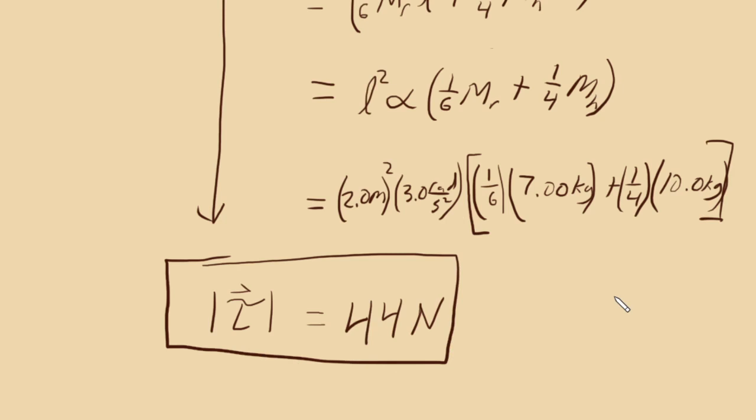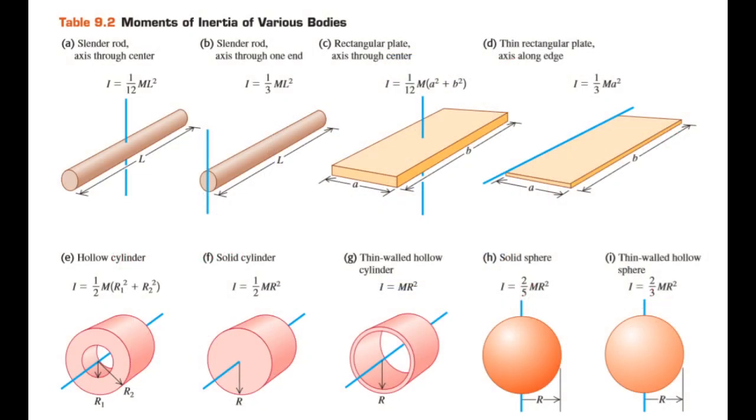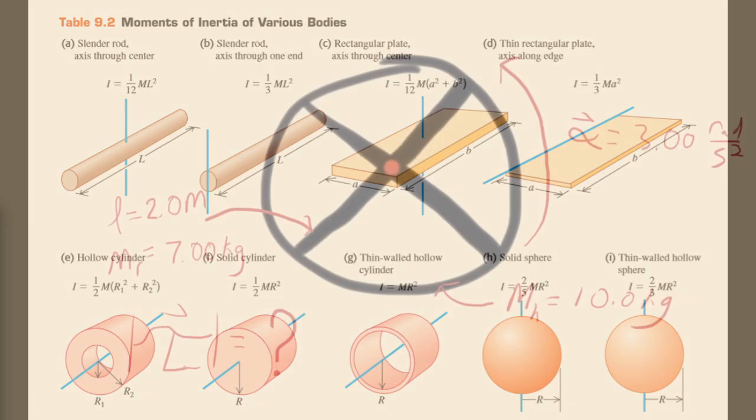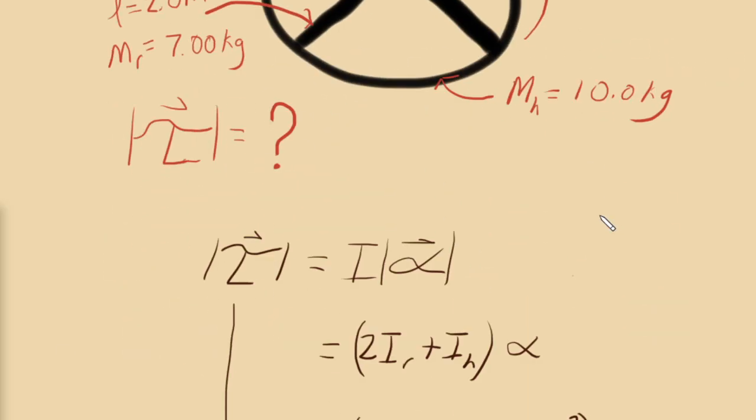So just remember, whenever we have a situation where we have multiple shapes, we could just look at our table. Once again, I'm only going to give us shapes that are off this table. But when we have different shapes combined, all we need to do is sum the moment of inertia for each shape. So here we had 2 rods and a hoop, and we just added those together.